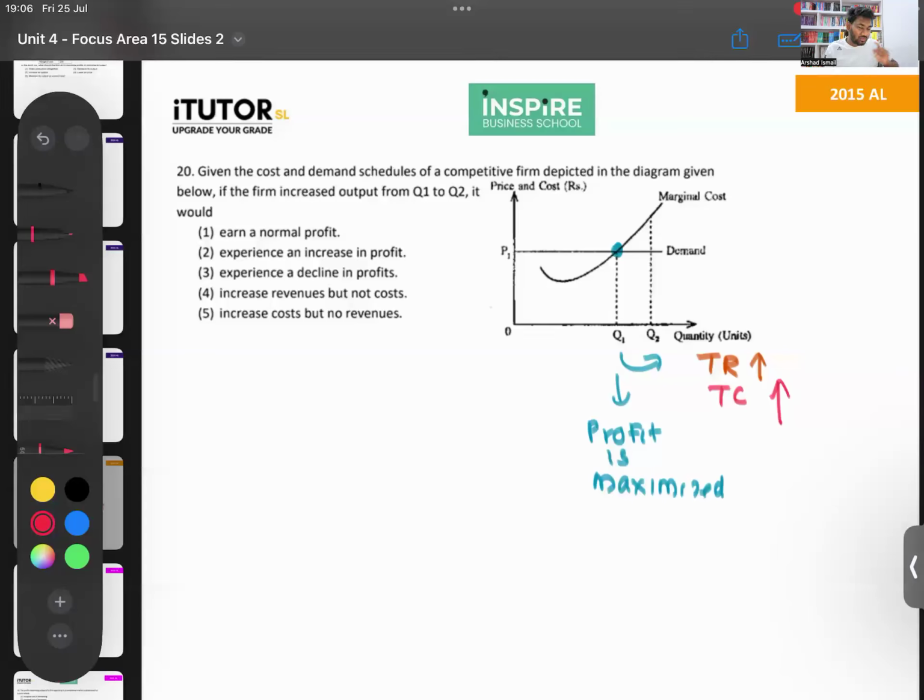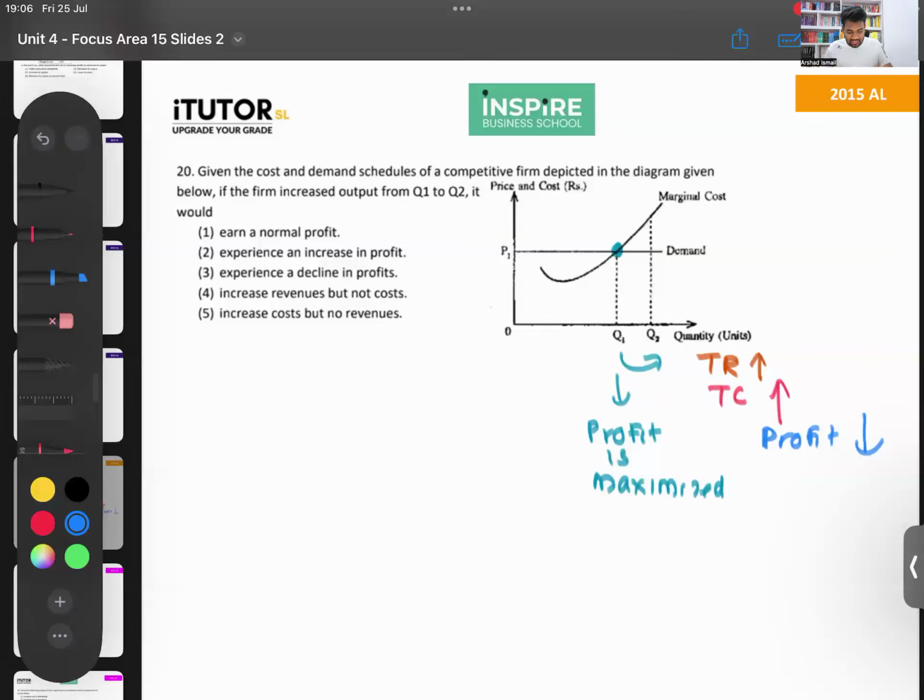As a result, what do you think happens to your profit? In Q1, you're at the profit maximized level of output. If you go to Q2, yes, your revenue will increase, but your cost increases much faster because MC is rising. As a result, your profits can start to come down. So that is the explanation behind that. Based on that, which one can you go with as an answer?